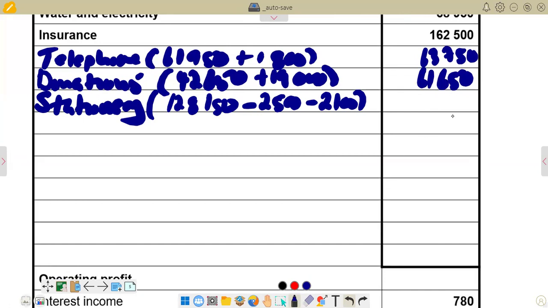let's try to calculate that one. We'll get 123,500. This is the figure that we are going to get there. Then I will go back again to check another expense that we have.